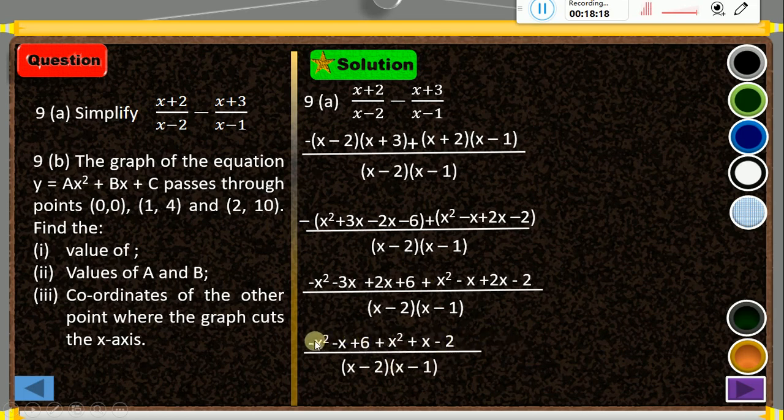Now you can see here we have minus x squared and plus x squared, they can cancel each other, and then minus x and plus x will also cancel. So giving us finally 6 plus 6 minus 2, which is 4. Then over the denominator. That gives us the answer for number 9A.